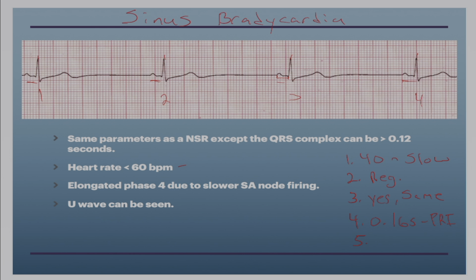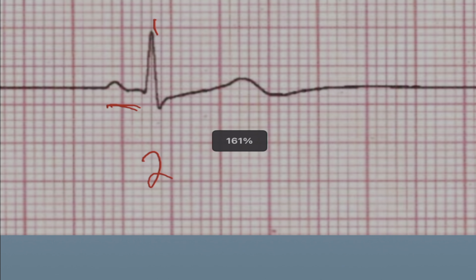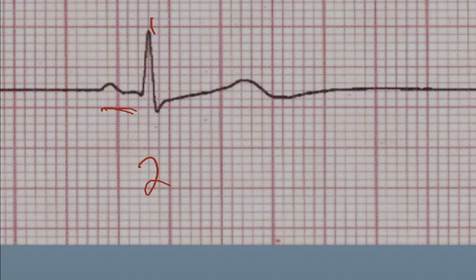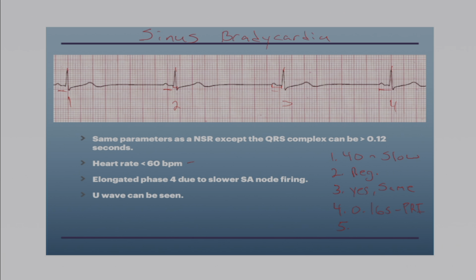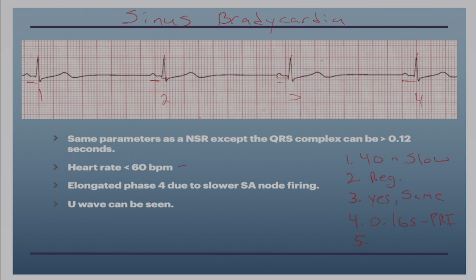A QRS complex in this rhythm that we see here is going to be narrow. So it's about two boxes. So my QRS complex here is 0.08 seconds, which is narrow. And lastly, because I can see very clearly that I have a P wave for each QRS, I have a 1:1 P to QRS ratio.